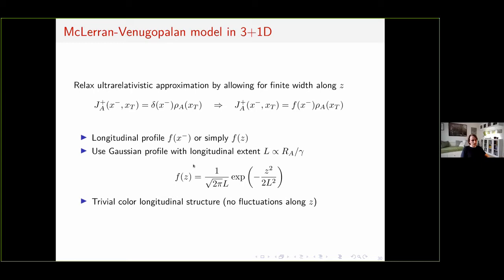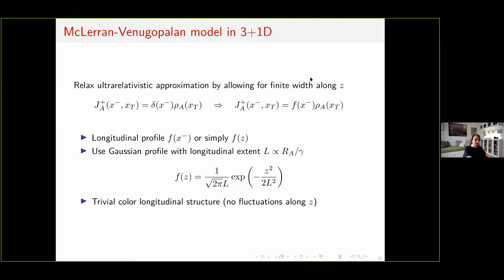And of course, this width L should be related to the Lorentz contracted nuclear radius. So it's just R_A divided by the gamma factor. What this, of course, neglects is that there could also be interesting longitudinal structure in the nuclei. So basically, what we do here is just to smear out the color charge density. But of course, actually, a more general distribution would also be possible, right? So this factorization is not the most general thing that you can do. But for the time, this is what we're going to stick to.